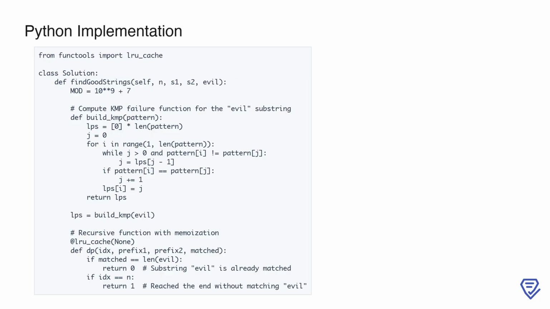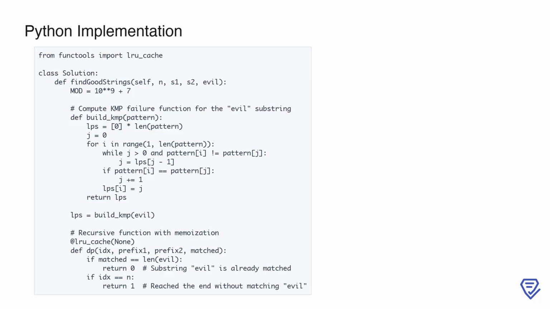After building the LPS, we define the DP function, which is a recursive helper function decorated with lru_cache for memoization. This function takes 4 parameters: idx, which tracks the current position in the string, prefix1 and prefix2, which indicate whether we are still adhering to the boundaries defined by S1 and S2, and matched, which tracks how many characters of the evil substring have been matched so far. Inside the DP function, we first handle 2 base cases. If the entire evil substring has been matched, we return 0 because this path is invalid. Conversely, if we have processed all n characters without fully matching evil, we return 1, as this represents a valid good string.